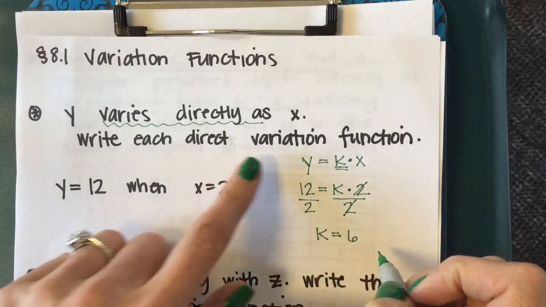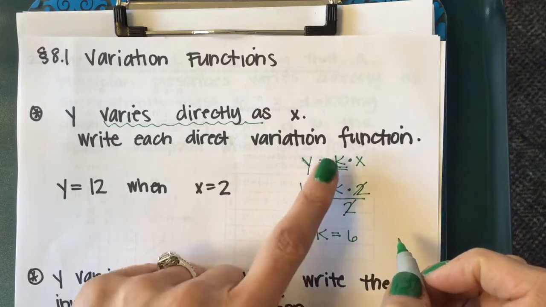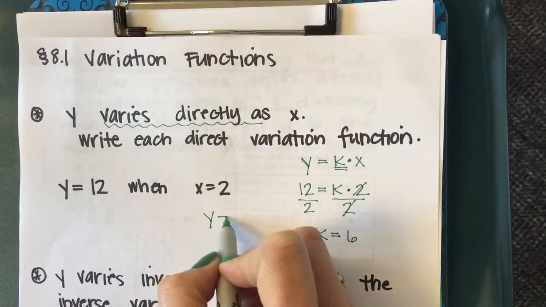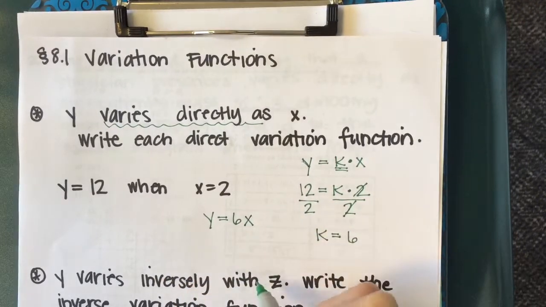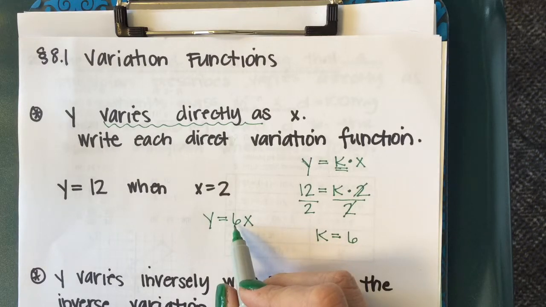So write a direct variation function. I can't just solve for the constant. They actually want the function. So I have to go back and write y equals 6x. You should have a y, you should have an x, you should have solved for your k.